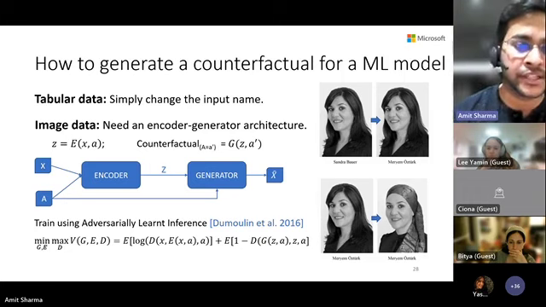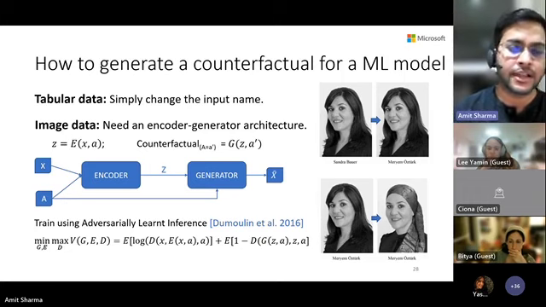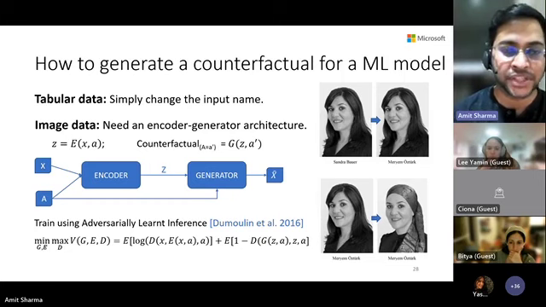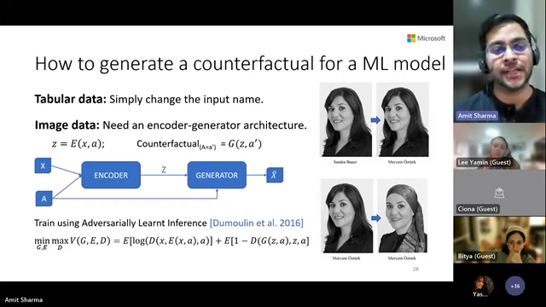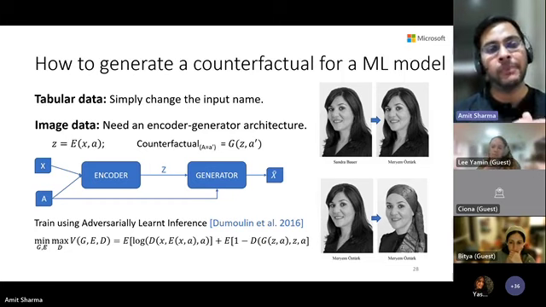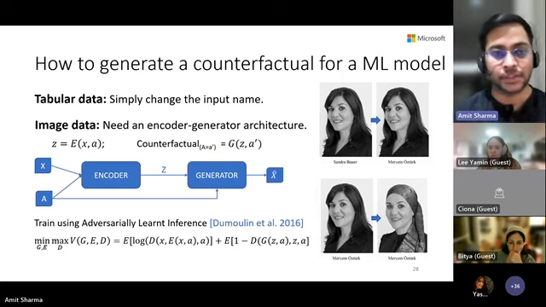To do that, we use this technique called adversarially learned inference. I won't go into the details, but you can check out this paper. It's essentially implementing the simple architecture that I described to you, which is having an encoder to encode the attributes of an image, and then later on changing those attributes to generate new images.